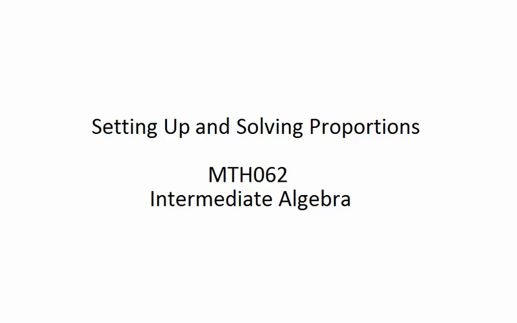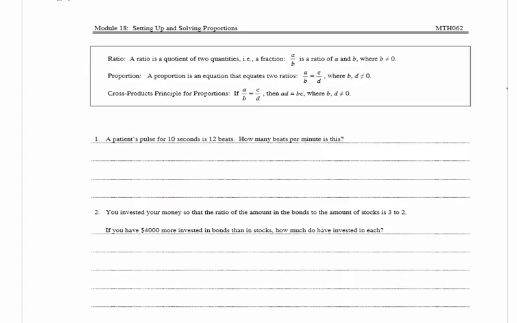In this video, we're going to be setting up and solving proportions. And they give us definitions of ratio, proportion, and cross product principle for proportion, and we'll use these in the examples to come. In one, we have a patient's pulse for 10 seconds is 12 beats. How many beats per minute is this?